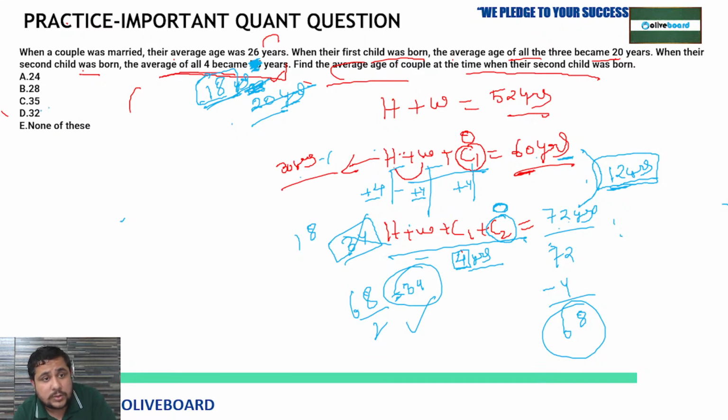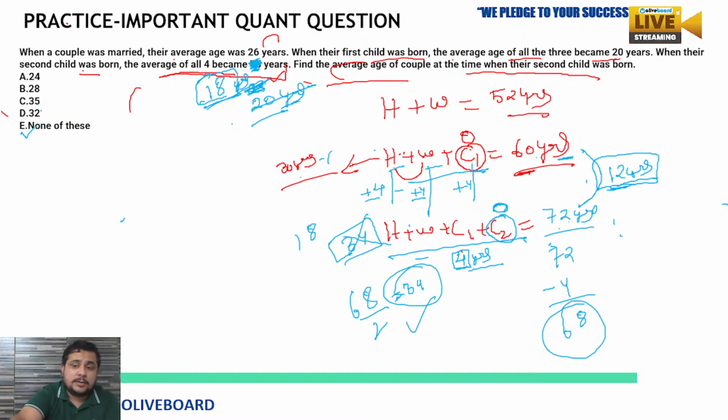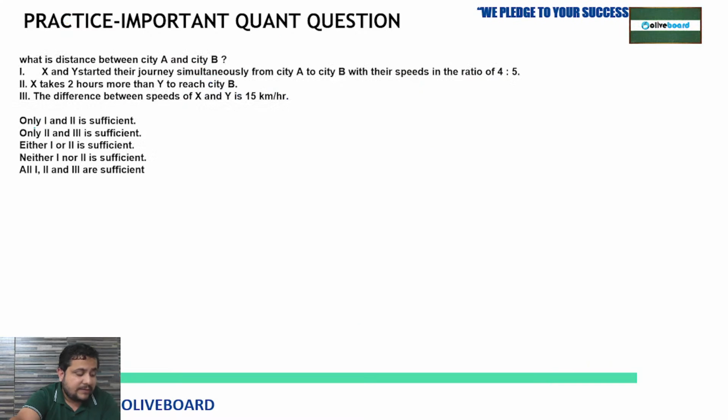So 34, sorry. Is this given in any option? So you will say no. So option E, none of these, will be the correct answer here. So I hope it is clear, whatever we have discussed so far. Now let's move on to the next one.